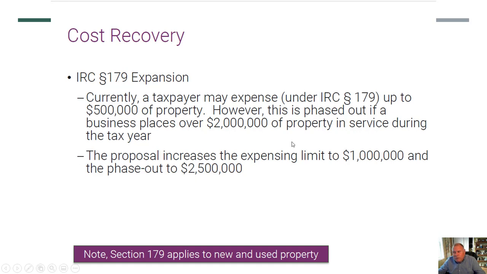On this cost recovery, currently you can deduct $500,000 of property, and now it goes up. The phase out goes to $250,000, and the limit goes to $1 million. So again, this sometimes benefits the smaller companies the most who make those investments, although every corporation can benefit from the first $1 million.